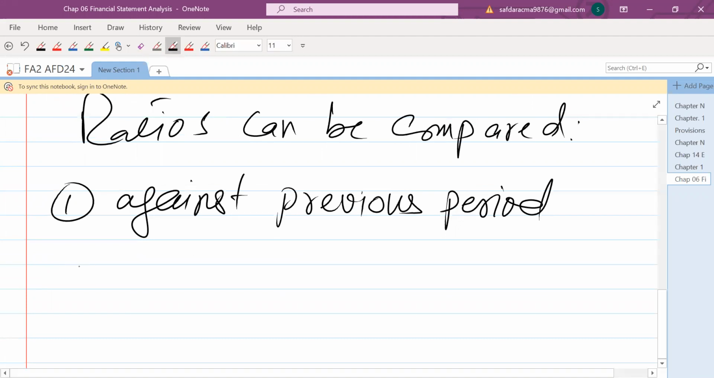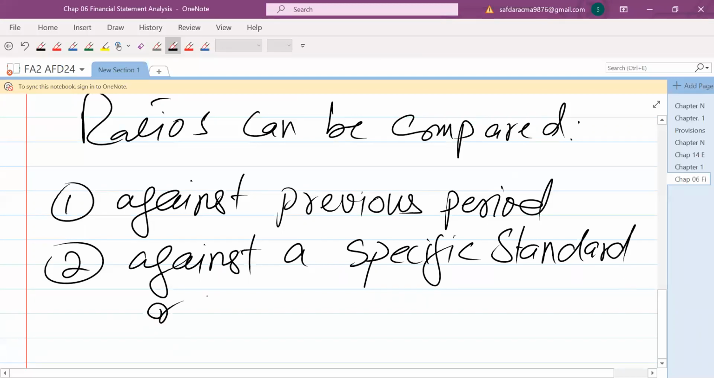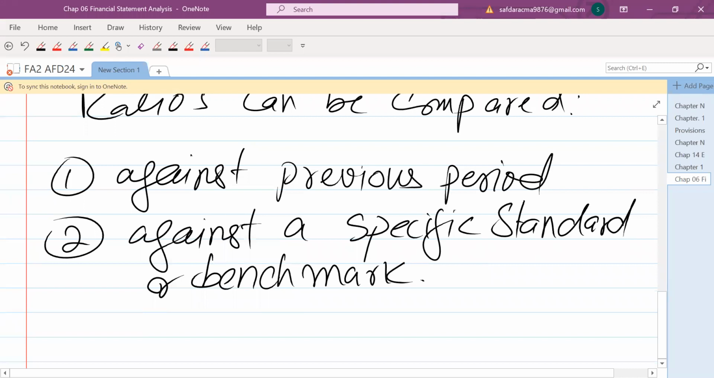To know the performance of an organization against a specific standard or benchmark. You can set a standard or a benchmark, and by comparing against it, you can evaluate the performance of an organization.